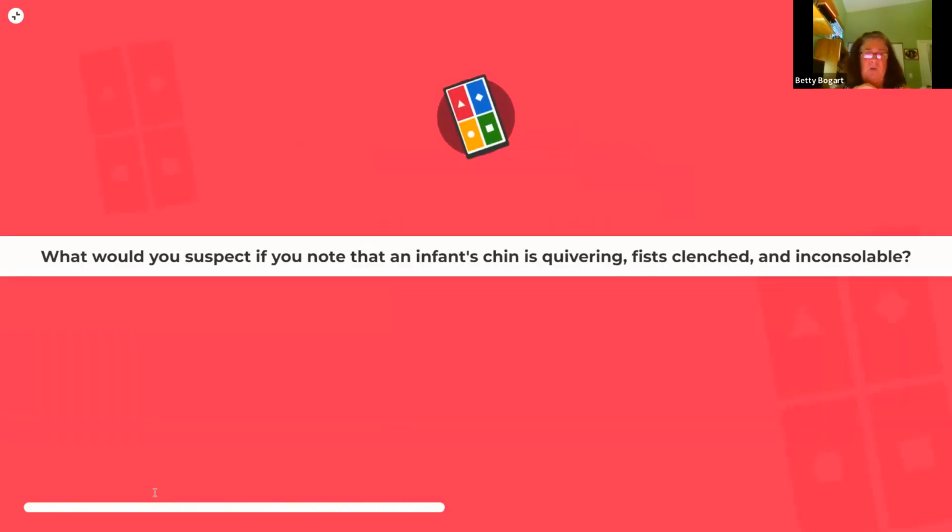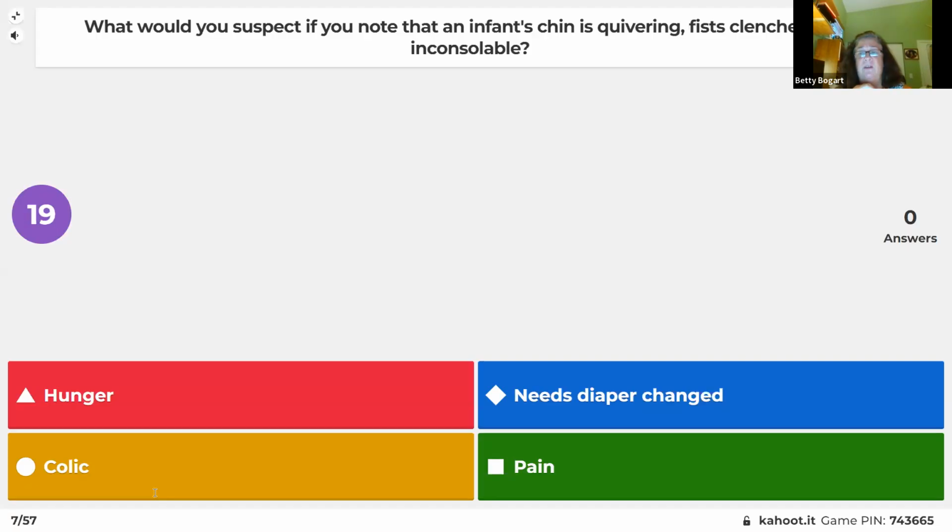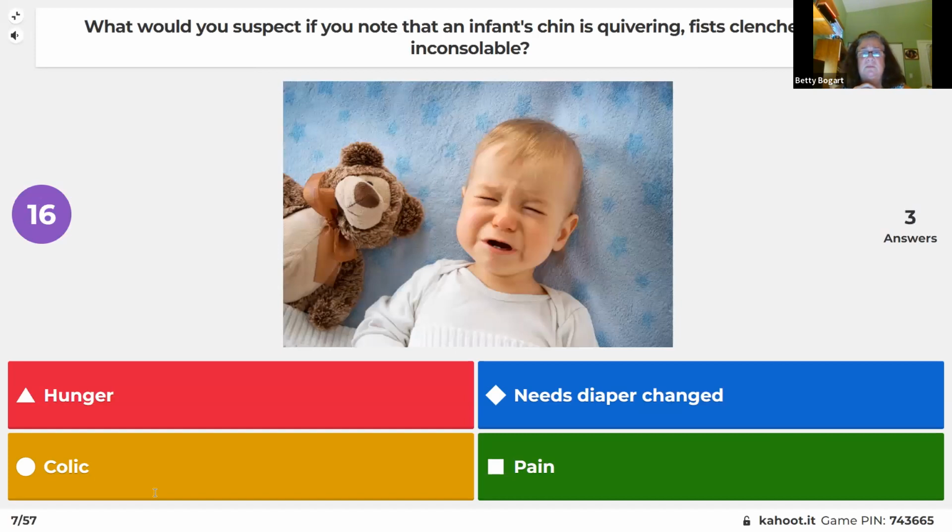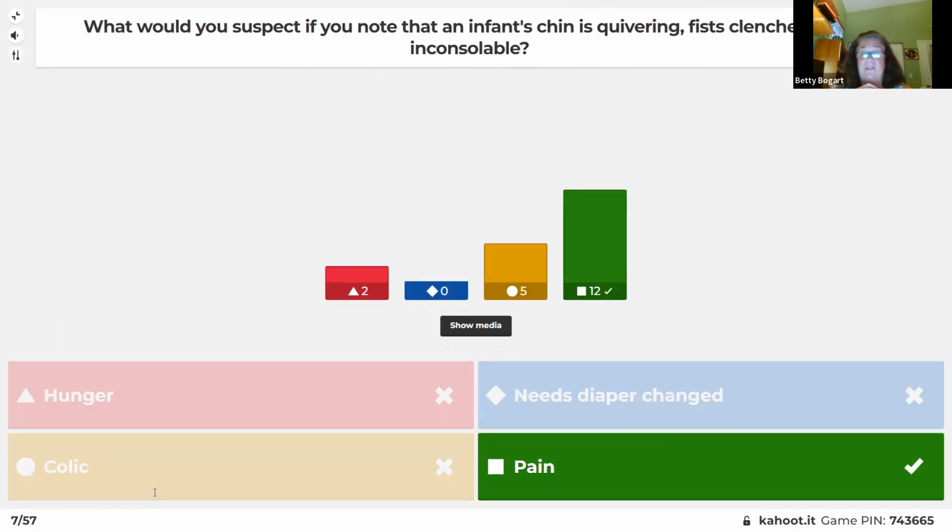What would you suspect if you note that an infant's chin is quivering, the fists are clenched, and they're inconsolable? What do you think that is? Fists are clenched. You can't console this child. It's all about pain. That is a clear-cut look at pain. Another thing with infants is, how do you know where they hurt? Sometimes, let's say it's an ear infection, they could be shaking their head, trying to get away from the pain. Or if it's a foot, it might be moving. So the child can give you clues to the location of the pain by these movements too.